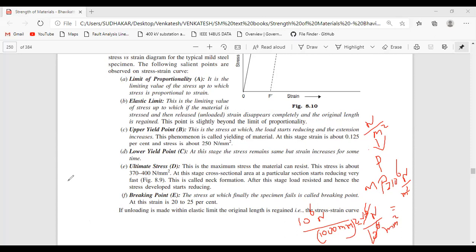So just observe these units, guys. 1 megapascal equals 10 power 6 newton per meter square, which is 1 newton per mm square. 1 megapascal equals 1 newton per mm square.